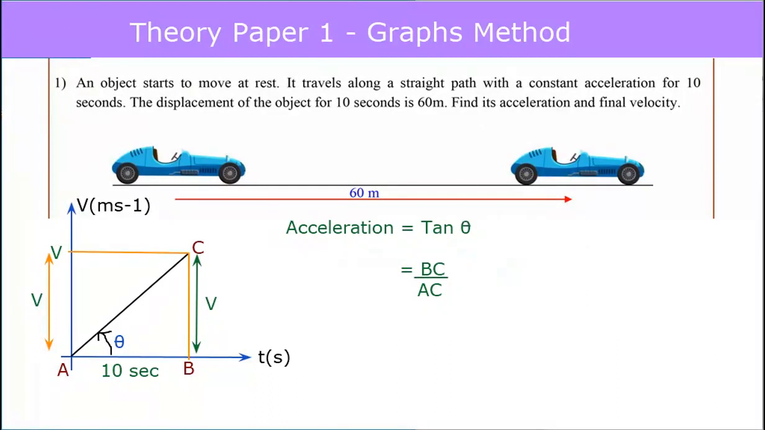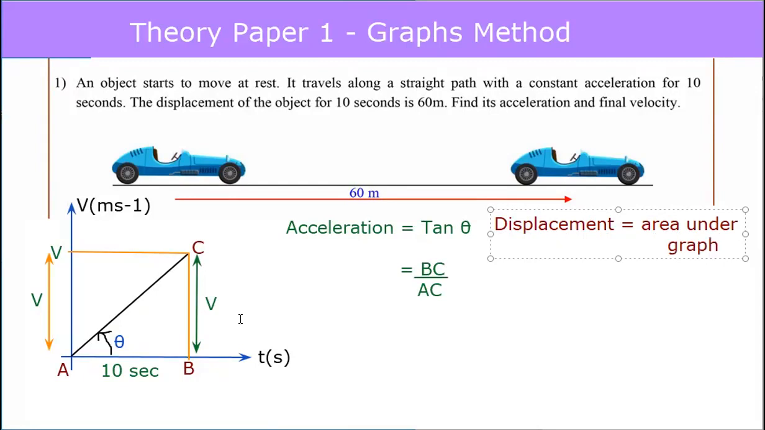So what is the other thing that can be used with a velocity time graph here? What about displacement? Area under the graph. Yeah, displacement is equal to, very good. Displacement is equal to area under the graph. So the graph is the AC straight line. Area under the graph means area of ABC triangle.